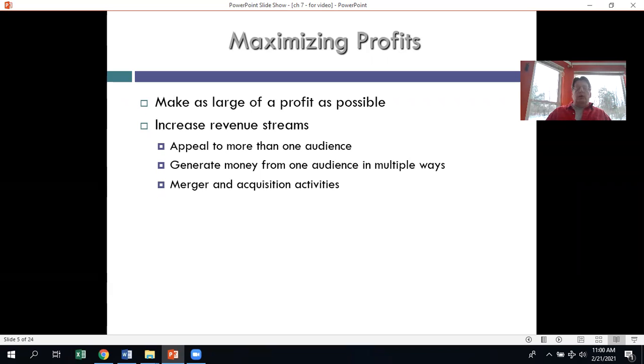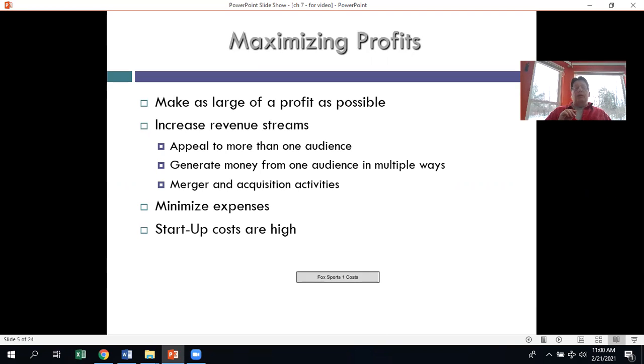So generating money from the audience of people who are Harry Potter fans in lots of different ways. And then merger and acquisition activities, which is something that's constantly a part of media. So you think about Disney owning the Muppets and Star Wars and Marvel Comics and other things would be an example. And minimizing expenses is key.